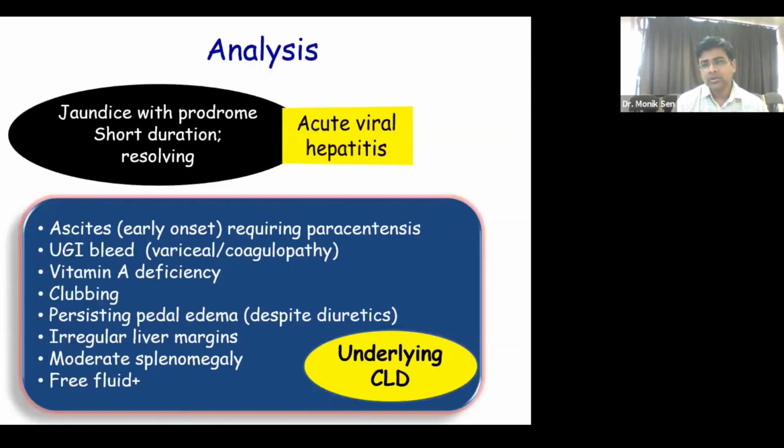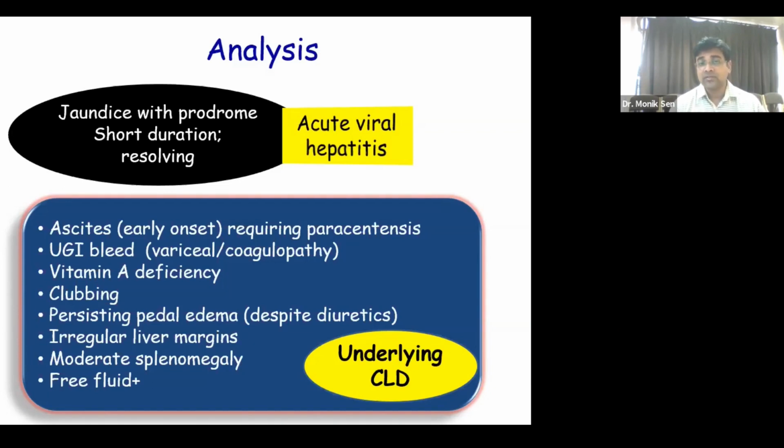Now, I would like to look at this case slightly differently. You had two issues going on. One is on history, you had jaundice with a prodrome, short duration, which was resolving. Possibly you were dealing with an acute viral hepatitis. But at the same time, you had features of underlying CLD.